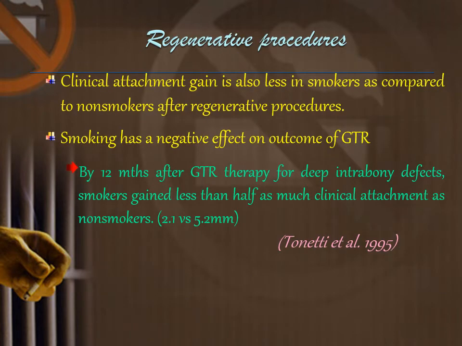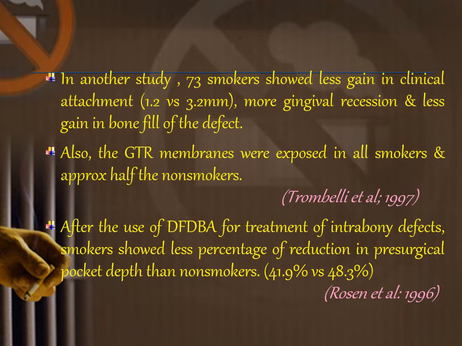Regenerative procedures. Clinical attachment gain is also less in smokers as compared to non-smokers after regenerative procedures. Smoking has a negative effect on the outcome of GTR. By 12 months after GTR therapy for deep intrabony defects, smokers gain less than half as much clinical attachment as non-smokers. In another study, smokers showed less gain in clinical attachment, more gingival recession, and less gain in bone fill of depth. Also, the GTR membrane was exposed in all smokers and approximately half the non-smokers.